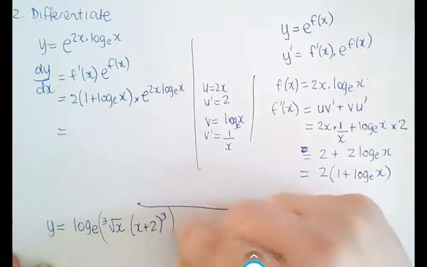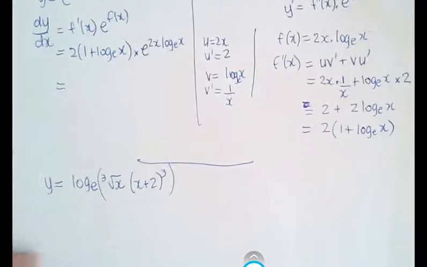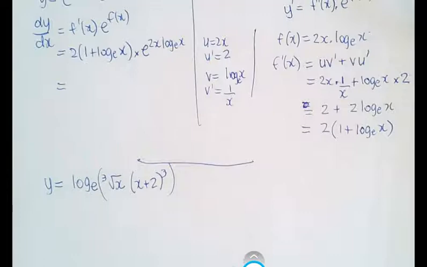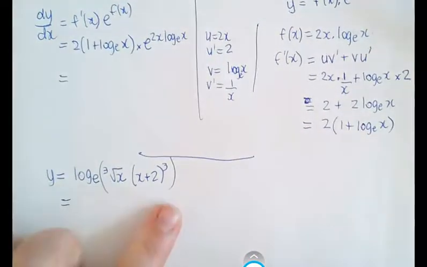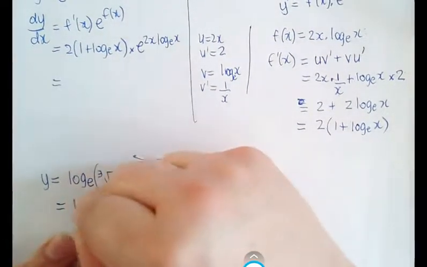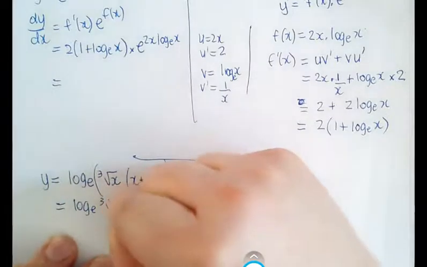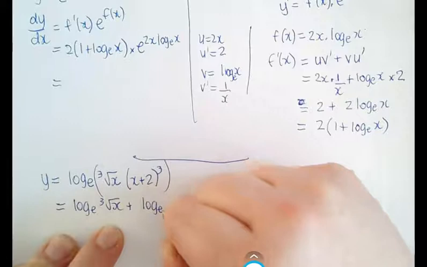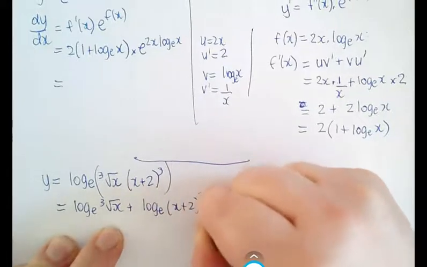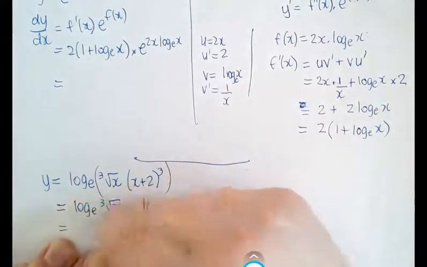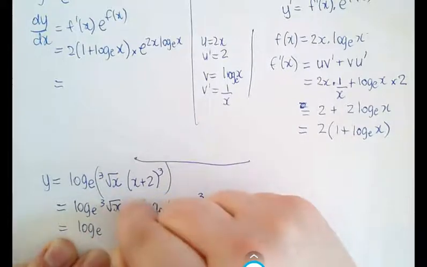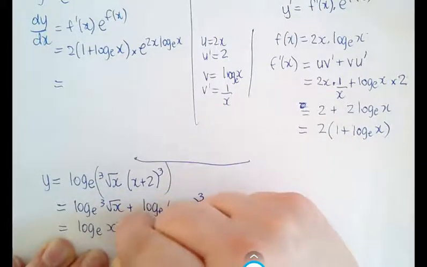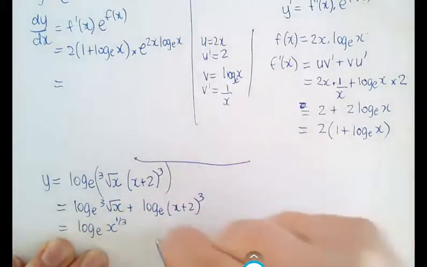Okay, so here is another question. Differentiate this. So just again, looking at your indices. So this one should be fine for you. Just remembering your rule that you would split these up with a plus, log to the base e of x plus 2 cubed. And before you can differentiate the cubed root of x, it's x to the power of a third.